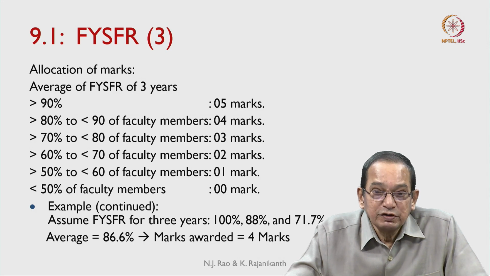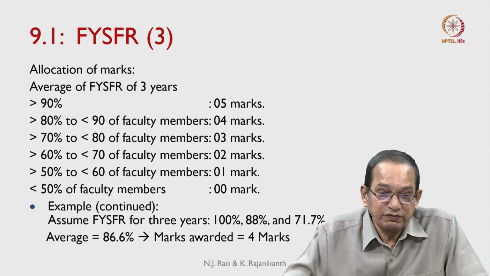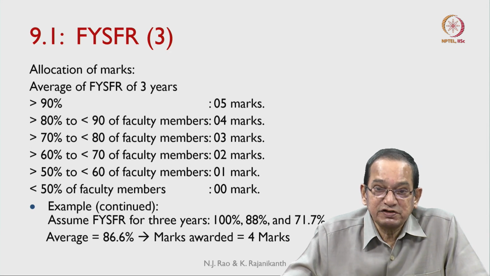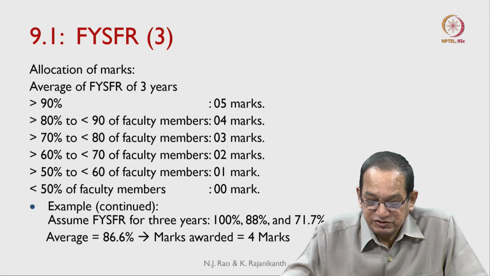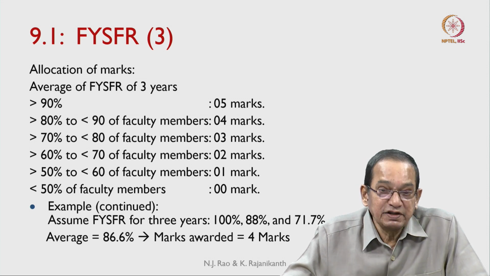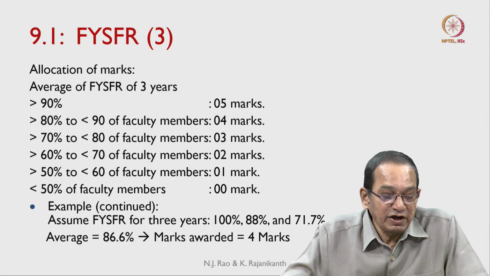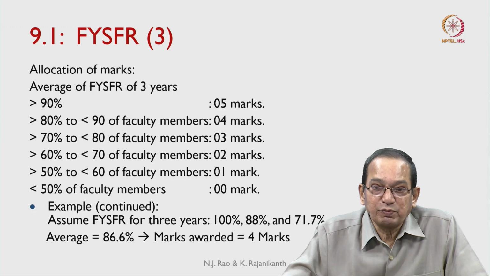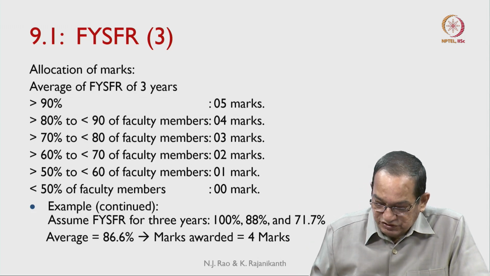Okay. So, if you assume for example that the FYSFR, which we showed one sample calculation for, for 3 years is 100%, 88% and 71.7%, then the average is 86.6%. So, as per the table it is between 80 and 90, so 4 marks. So, the marks awarded will be 4. That is how this calculation is done.